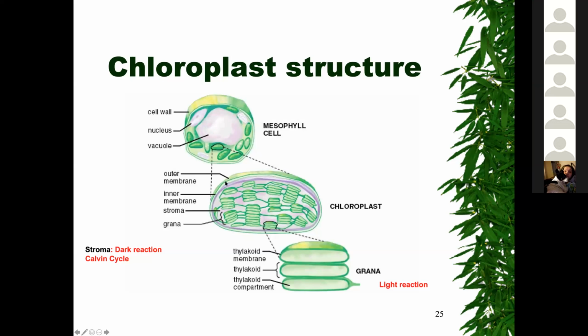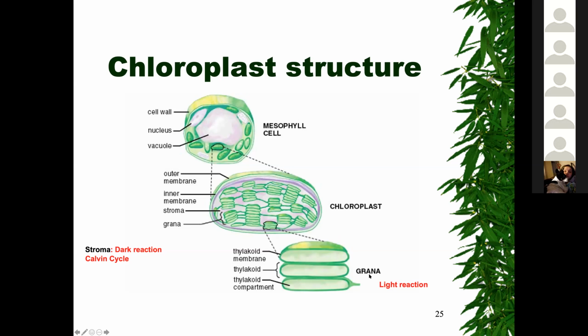And you can see that the chloroplast has a membrane, an outer one and an inner one. And it has what are called grana. Now the grana are stacks of thylakoid membranes. So this is one grana, three thylakoid membranes. And within each thylakoid membrane, there is a compartment. Now between the thylakoids, between these grana, these stacks of thylakoid membranes, is a space called the stroma.